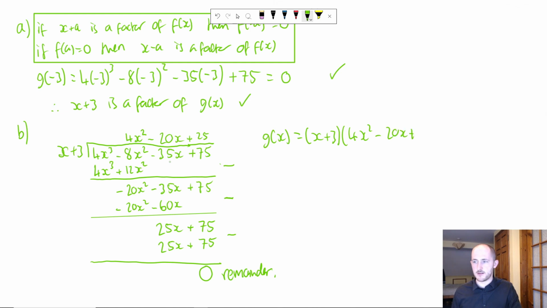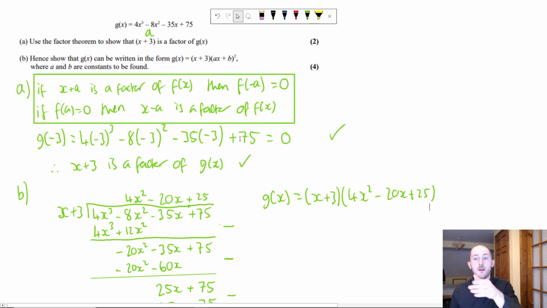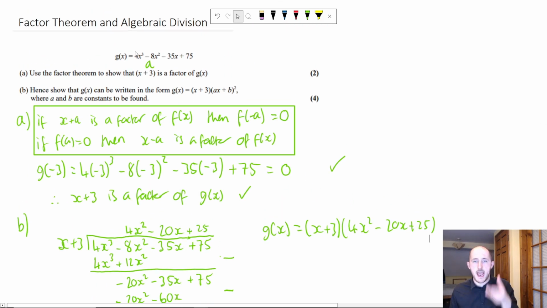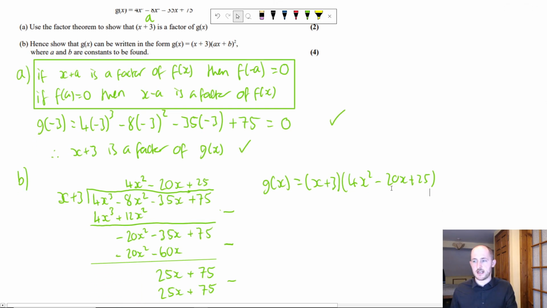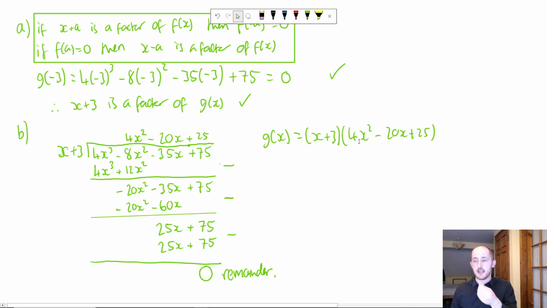And I'm going to explain it now, because think about what we've just done. We've divided 4x cubed minus ax squared minus 35x plus 75 by x plus 3. So effectively, we factorized out the x plus 3. And that is what's left over. So now we just need to factorize this last bit. And there's a bunch of different ways that you can factorize it. Again, it's completely up to you. You can do the good old-fashioned multiplying method, or whatever method you so desire.